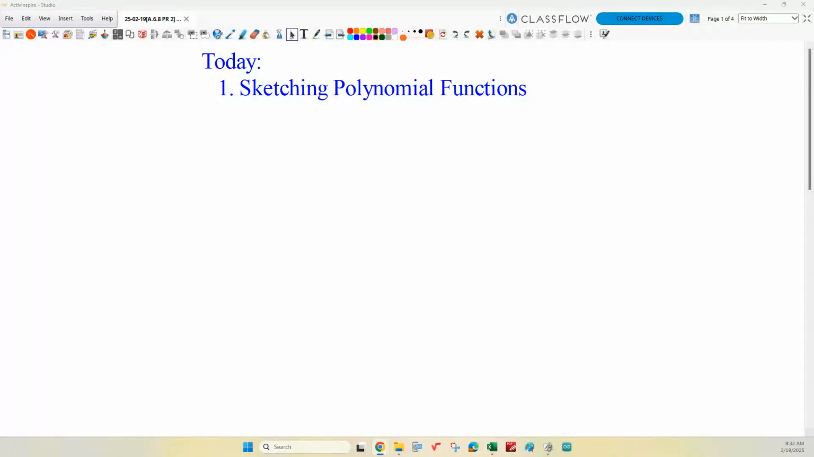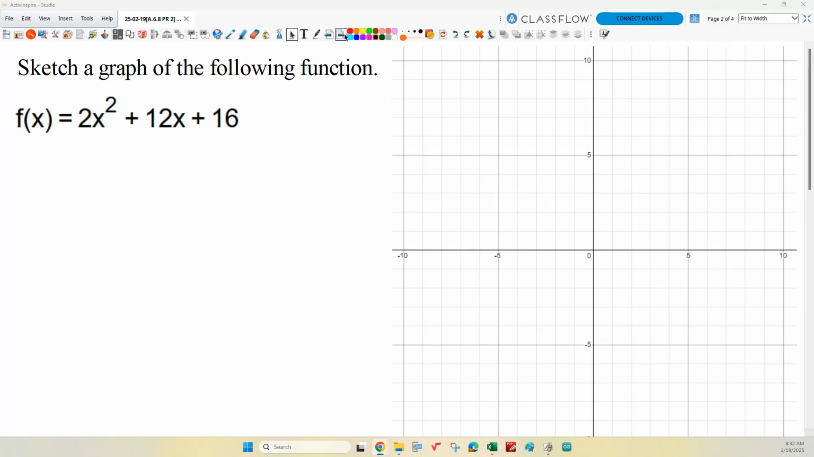We looked at a couple things, right? We looked at applications of polynomial equations and sketching polynomials. I want to just look at a couple quick examples. So what about something like that? What if it asked you to sketch a graph of the following?